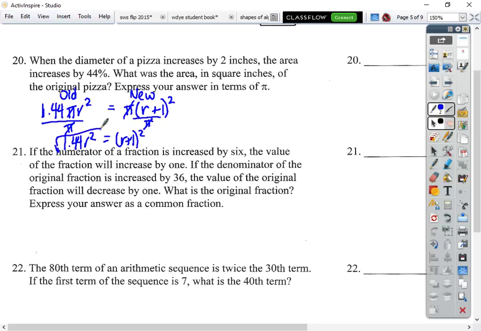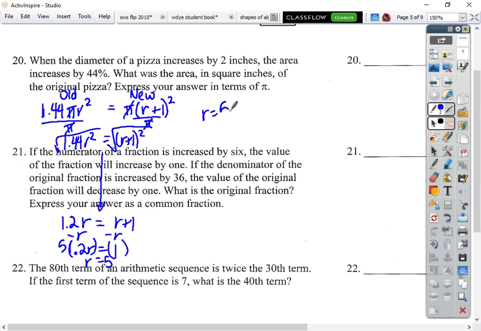So if we take the square root of each side, we find that the square root of 1.44 is just 1.2. The square root of r squared is just r. And then on the other side, the square root of r plus 1 squared is just r plus 1. So when we get rid of the r on this side, we have 0.2r is equal to 1. If I multiply by 5, we just get r equals 5. So the radius of our original pizza is r equal to 5.